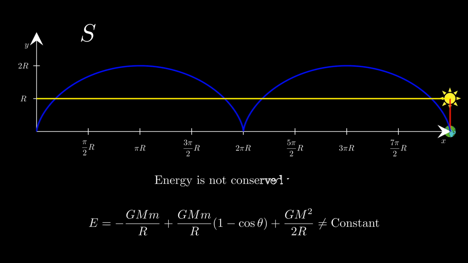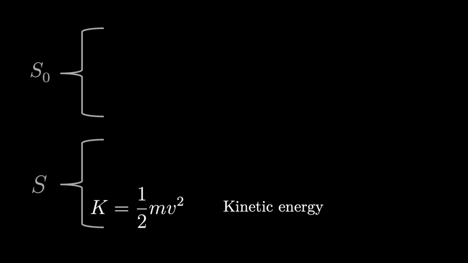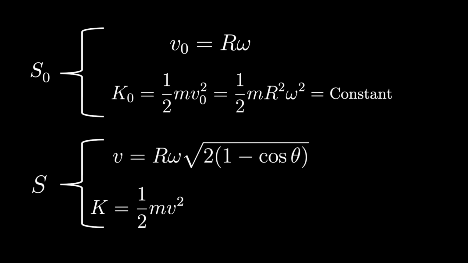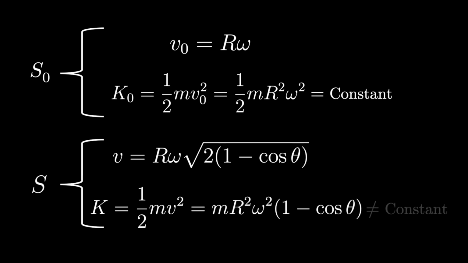What does this mean? Does energy fail to remain constant in frame S? How is this possible? Houston, we have a problem. Let us recap. The kinetic energy in frame S takes the following form, the same as in frame S sub 0. The difference is that in S sub 0, the speed is constant and equal to r times omega, so the kinetic energy is also constant. On the other hand, in S, the speed is not constant, and consequently, neither is the kinetic energy. This is due to the dependence on theta.